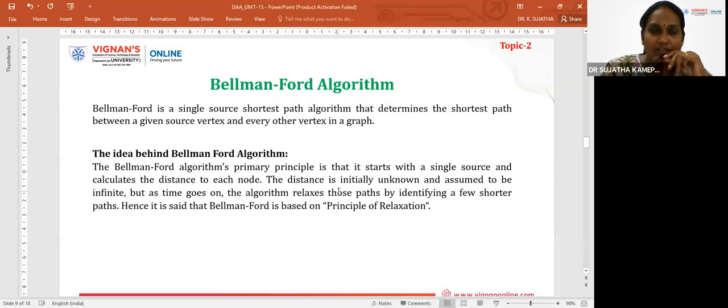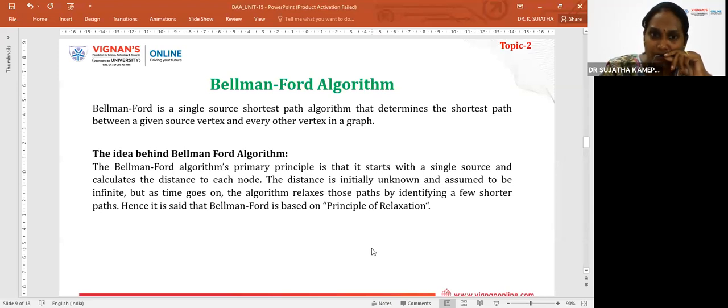Hi guys, welcome to today's session on design and analysis of algorithms. In this session, we are going to discuss the Bellman-Ford algorithm, which belongs to module 15.